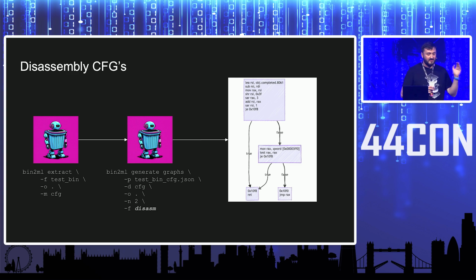So you can see on the first one, where we've gone extract test binary, we want to output it to where it is, and then we just want to have the CFG data type, which is the control flow graph data type. And then on the next stage, we just want to generate graphs from the JSON output, and we want the disassembly. So you can see, if that's big enough, that's some x86 instructions, which are the basic blocks.